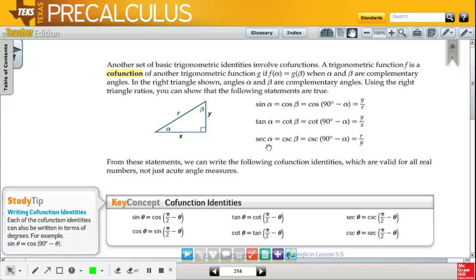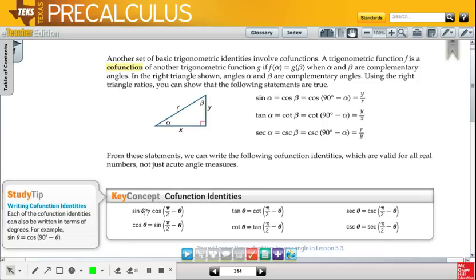Now, you can write a little note that cofunction means how two trigonometric functions go hand in hand in terms of complementary angles, where two angles add up to 90 degrees. Now, below is a table of cofunction identities. Now, there's a little side note. Each of the cofunction identities can also be written in terms of degrees.